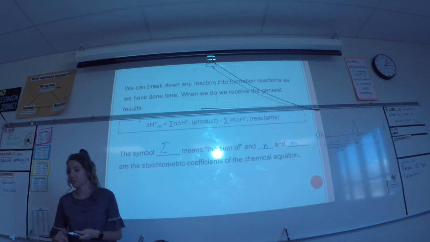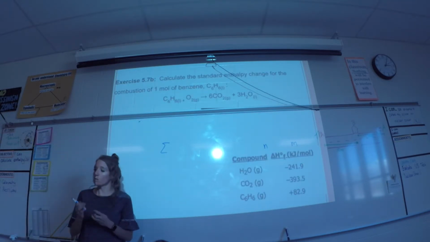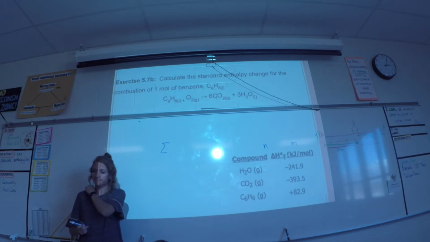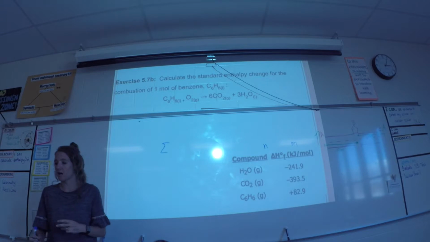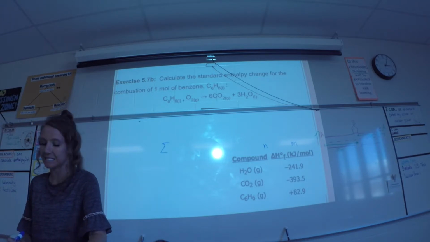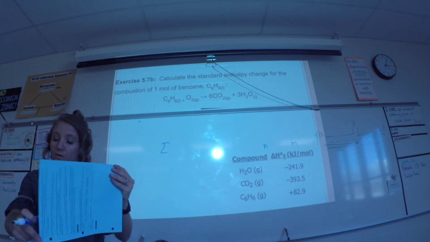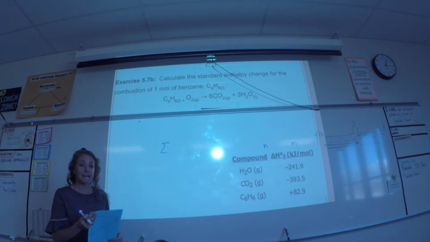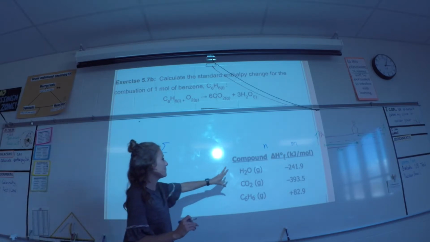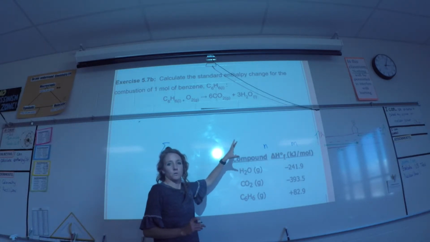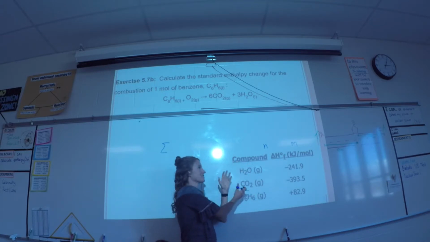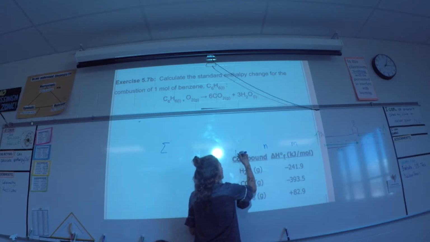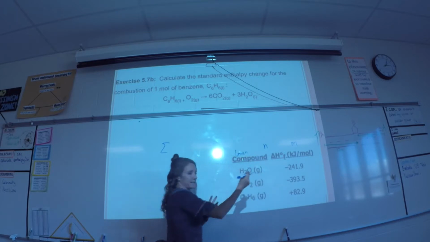So let's go to a problem and try it out. Okay, so go to exercise 5.7b. It says calculate the standard enthalpy change for the combustion of 1 mole of benzene, which is C6H6. So this is a way in which we can calculate the enthalpy change for benzene without actually going into the lab and doing it. Now, in doing this question, this table of values was supposed to be printed on your paper because it is something that would be given to you. You don't have to memorize enthalpies of formation.